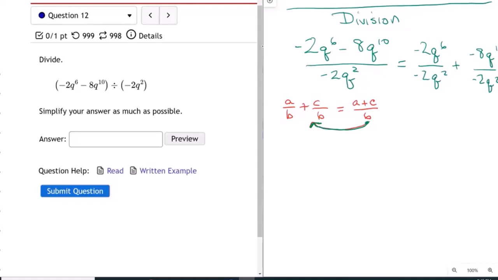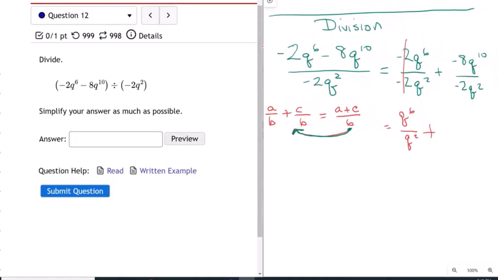Why do I do that? Well, it's because it makes things easier. Because the minus 2's cancel. And what do I end up with? I end up with q to the 6th over q squared plus, and I have minus 8 over minus 2 is 4, q over q squared.